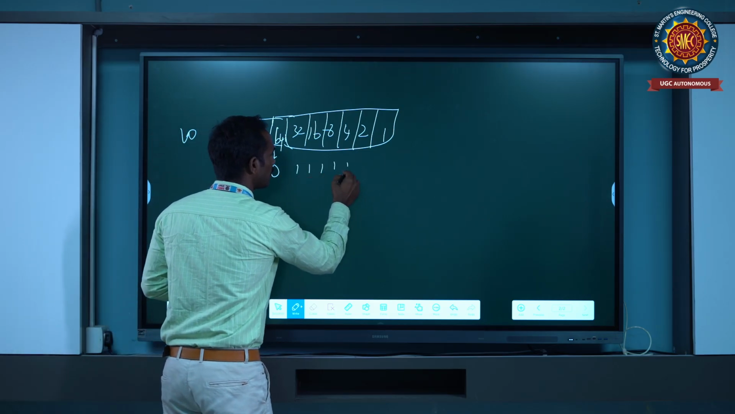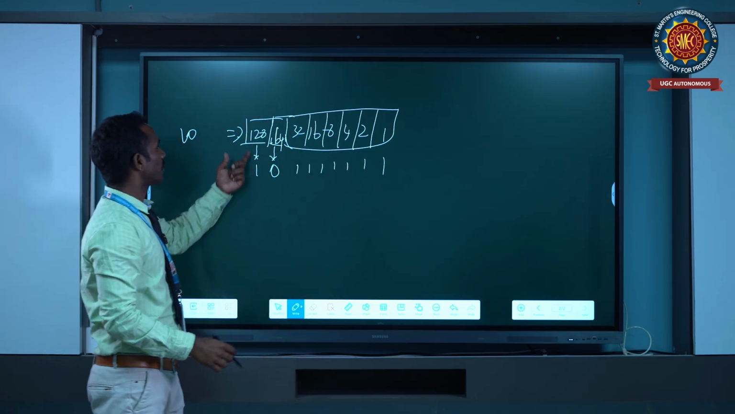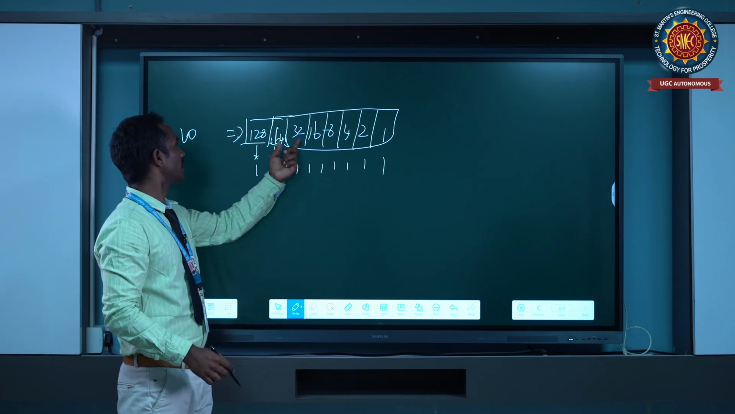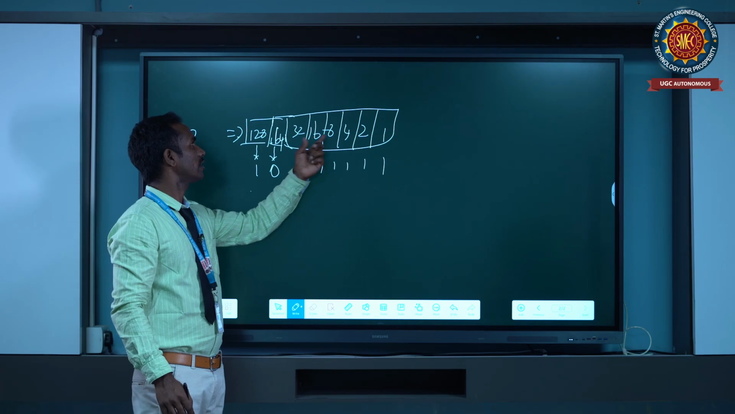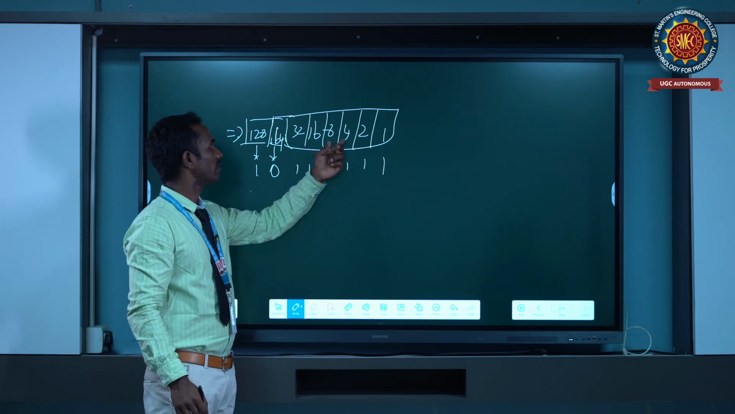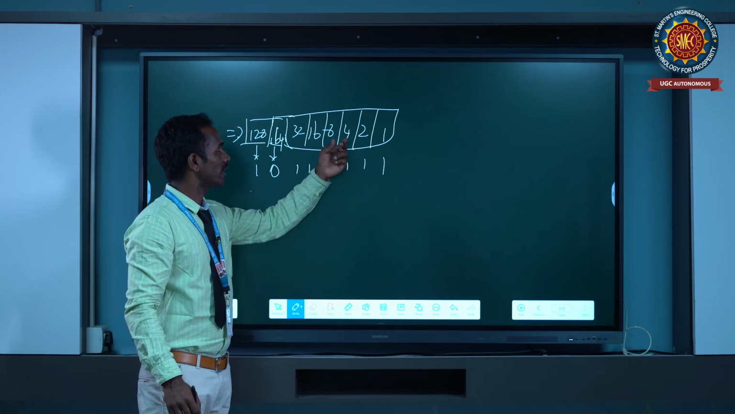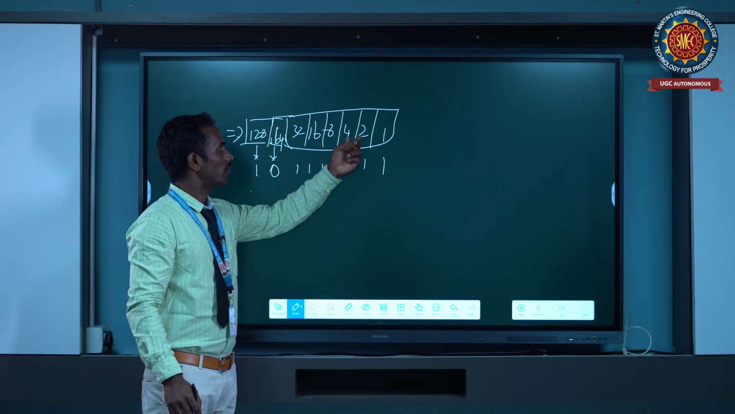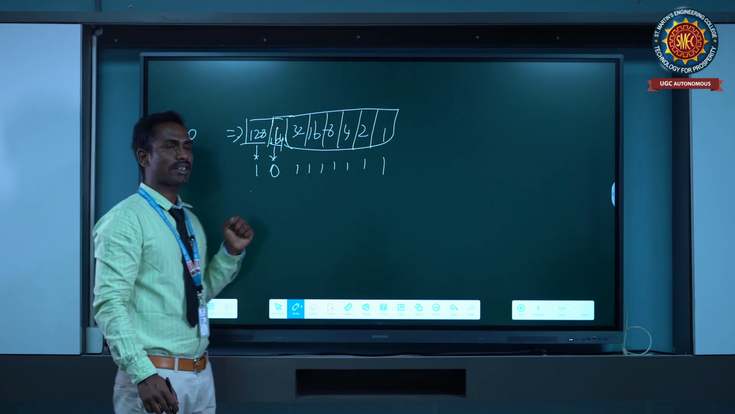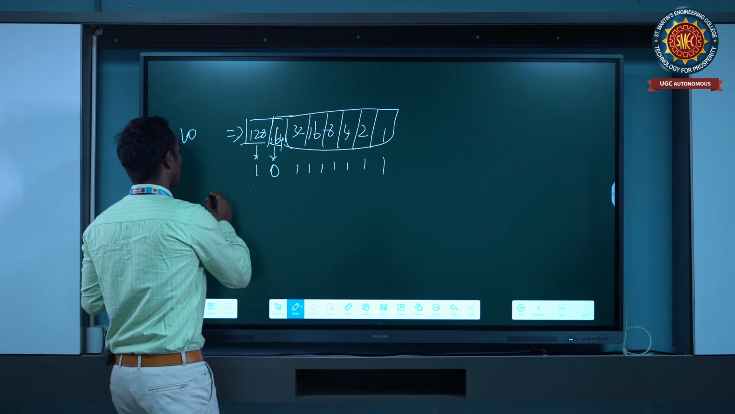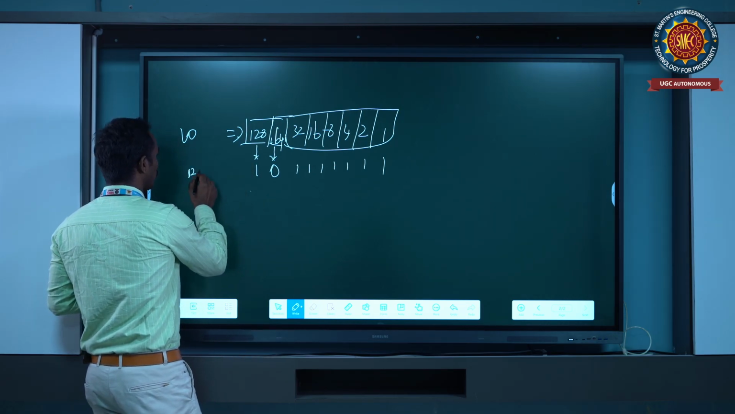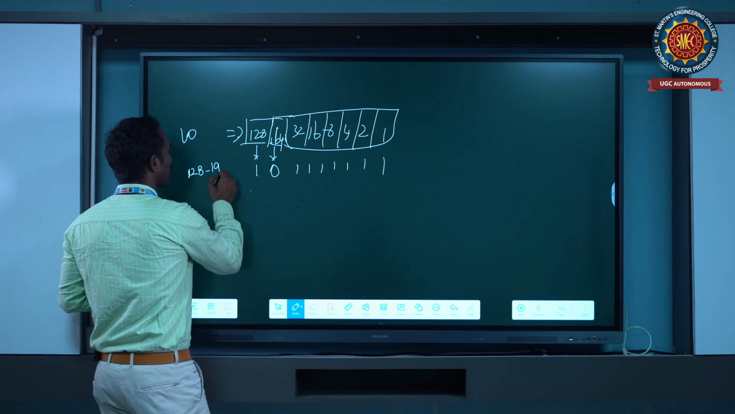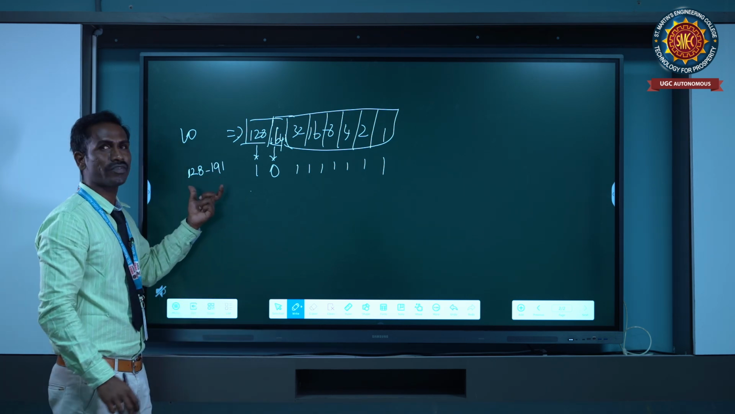So calculate that one. 128 and 32 is 160, 176, 184, 188, 190, 191. So 128 to 191. That is the range of class B.